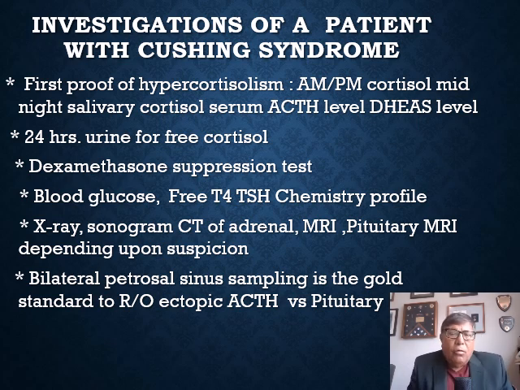So, confronted with a condition where you think that the patient may have Cushing syndrome, the first thing one has to prove is hypercortisolism. And the time-honored AM/PM cortisol is also the first thing that we do. As you know, AM cortisol level is higher than PM. So that blood test will be helpful. And nowadays, people are doing the midnight salivary cortisol. We do the serum ACTH to determine what is the level of the ACTH.